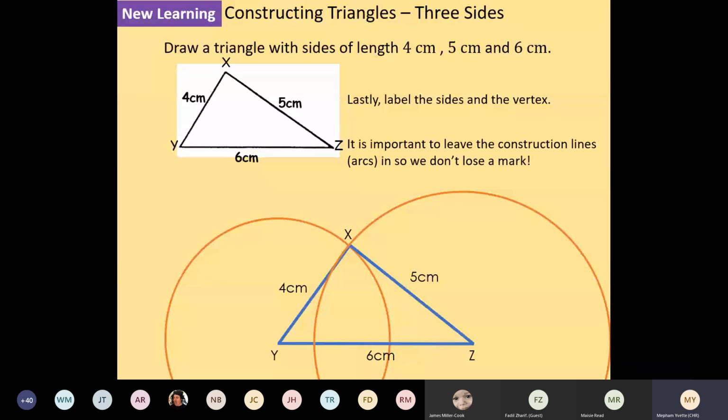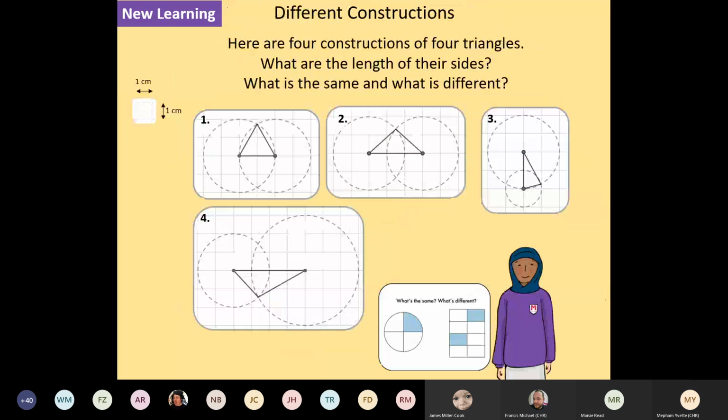It is also important to leave the construction lines so we don't lose any marks.